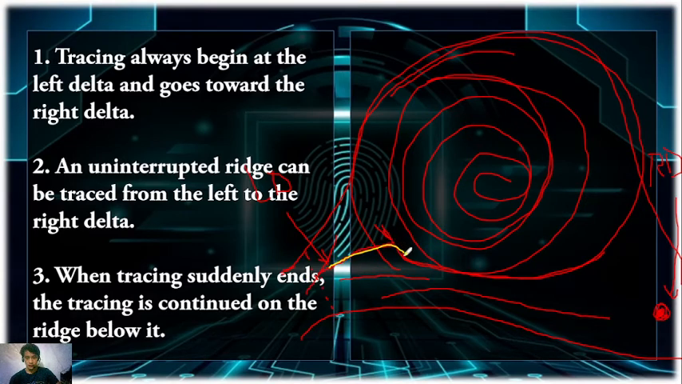Tuloy lang natin hanggang marating natin yung point kung saan, or the nearest point to the right delta. Okay, so dito tayo. And with that, that is our ridge tracing, or we were able to trace it from the left delta going to the right delta. When the tracing suddenly ends, the tracing is continued on the ridge below it. Sabihin natin, uninterrupted, tuloy-tuloy yan.